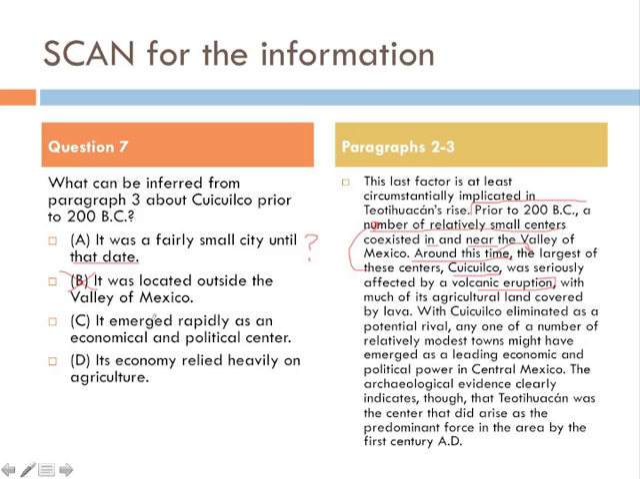In C, it emerged rapidly as an economic and political center. So before 200 BC, could it have emerged rapidly as an economic and political center? Well, it definitely says it was the largest of these centers. And it does mention a little bit later that any number of these towns might have emerged as a leading economic and political power. But if you recall, there is a sequence signal here. Cuicuilco was eliminated as a rival because of the volcanic eruption that happened before. So in this case, we probably can eliminate C.